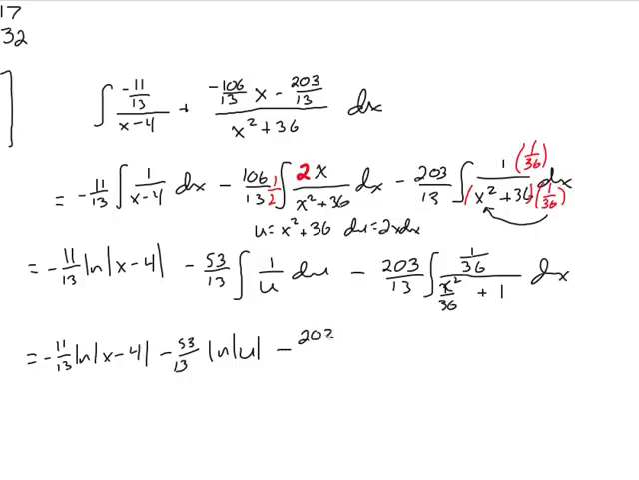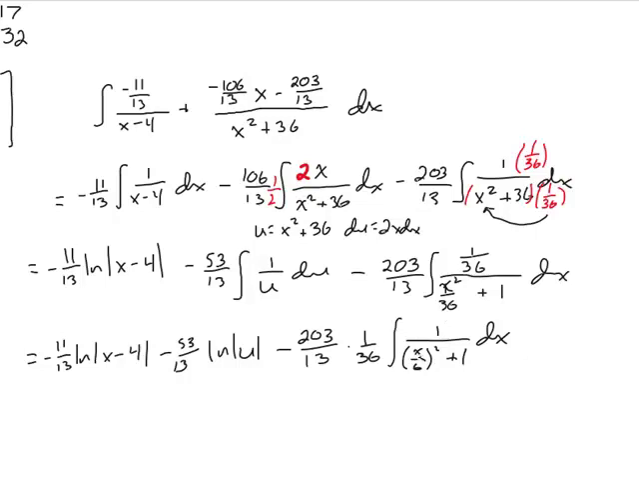All right, so what's going on here? So I got 203 over 13. I'm going to pull the 1/36 out front so I can deal with it later. And here's what I'm going to do with what's in here. Right now I've got 1. This, I'm going to absorb that 36 into the square, which is going to give me x over 6, the quantity squared plus 1 dx. Now, if you're not sure what's going on here, think about squaring this. If I did x over 6 squared, it would get me back to the x squared over 36.